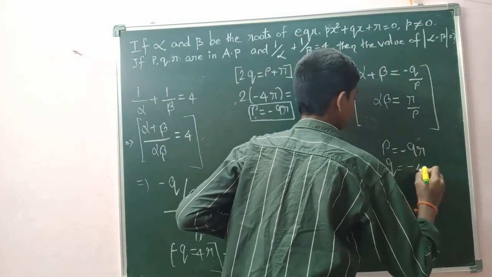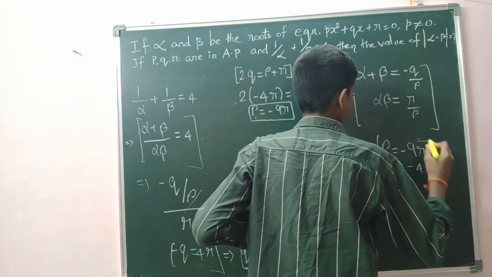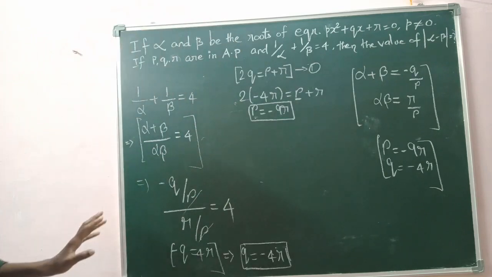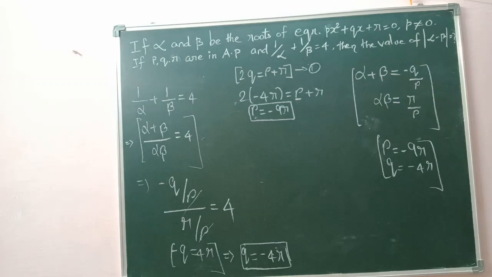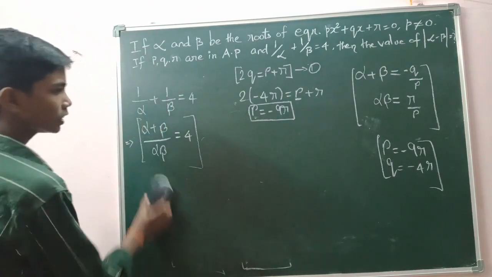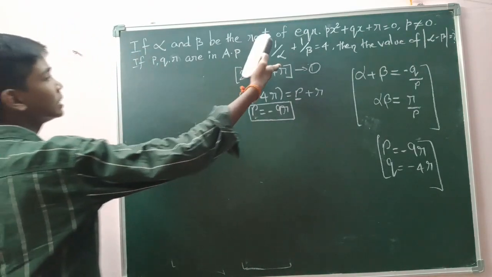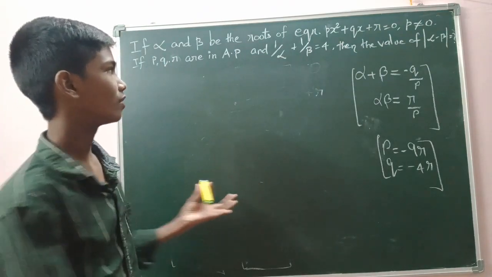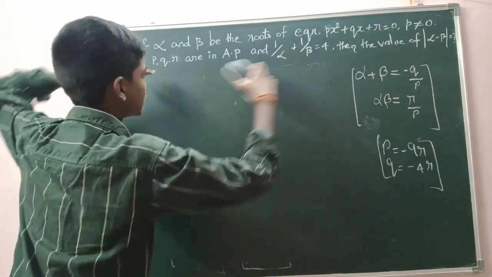I hope you guys can understand what I am trying to convey here. The motive is to find the value of p and q in terms of r, the third term in the equation. So we found the value of p and the value of q in terms of r, and now I can rub the remaining things because they are not necessary now. We just found the value of p and q by using this particular hint given in the question, that is 1 by alpha plus 1 by beta is equal to 4. I just used these two hints, that's all.